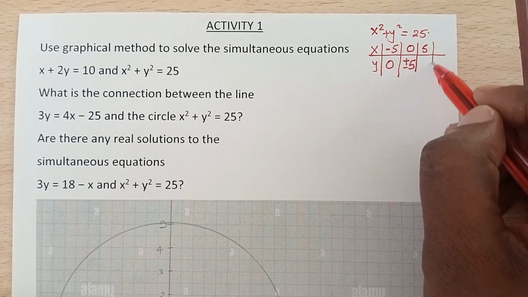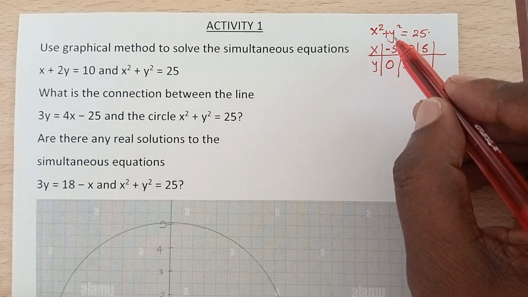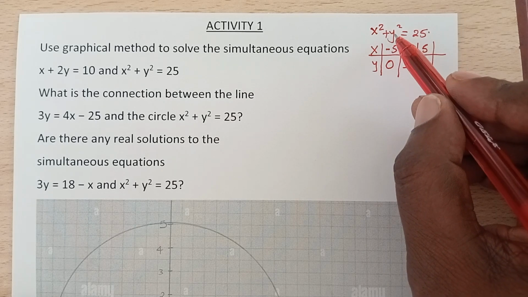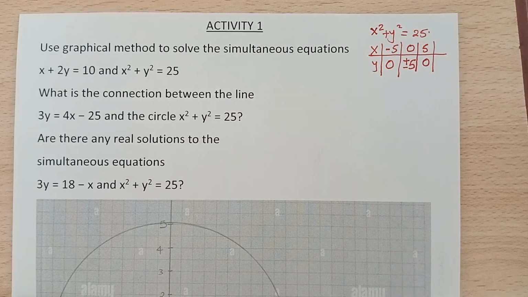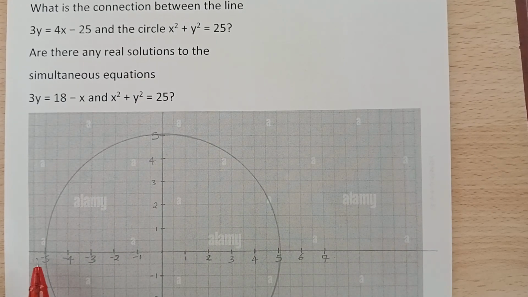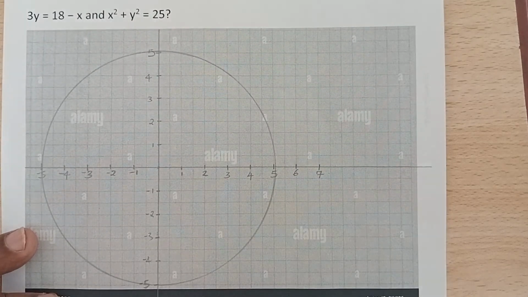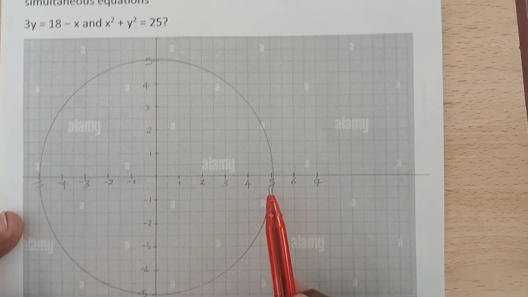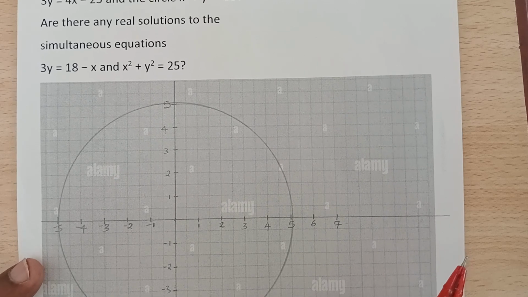When x is 5, x squared is 25. 25 plus y squared is 25. y squared has to be 0. The root of 0 is simply 0. And that is what has enabled us to draw this circle. As you can see, when x is negative 5, y is 0. When x is 0, y is plus 5 or minus 5. And when x is 5, y is again 0. That is how we have come up with that circle.